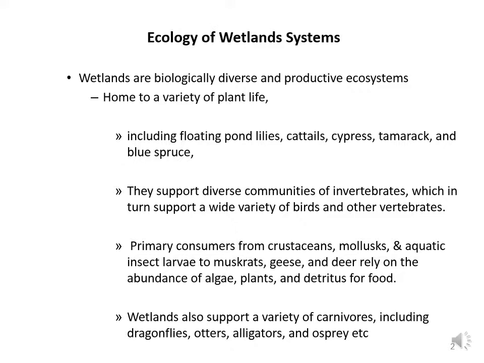Primary consumers in wetlands, these are like the crustaceans, the mollusks, the aquatic insects, the larvae, or the macros, the geese and the deer, rely on the abundance of algae, plants and detritus for food. These primary consumers are like our herbivores that feed on plant life. They are plant eaters. Wetlands also support a variety of carnivore species. The carnivores are the meat eaters, which include the dragonflies, the otters, the alligators, and the osprey, and there are so many others.